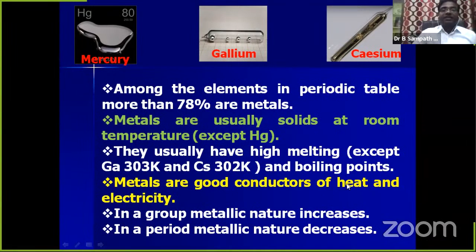Metals are good conductors of heat and electricity. So here, children, because of their nature, they easily act as good conductors of heat and electricity. In a group, from top to bottom, the metallic nature increases. And in a period, from left to right, the metallic nature decreases.